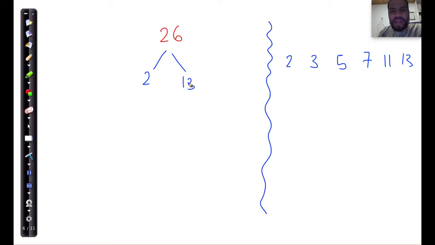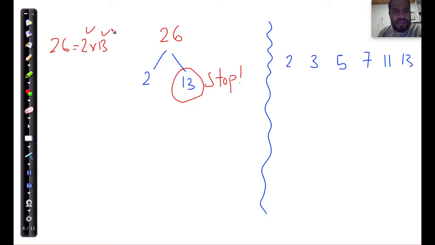And then we say, okay, is 13 a prime number? And the answer is yes. If the answer is yes, that this is a prime number, then we stop. Right? And we can say that 26 is equal to 2 multiplied by 13. That is prime and that is prime, so we consider this a product of primes.